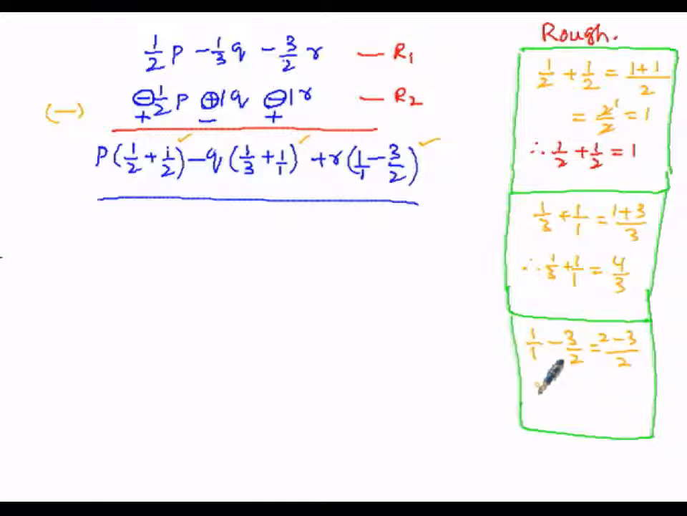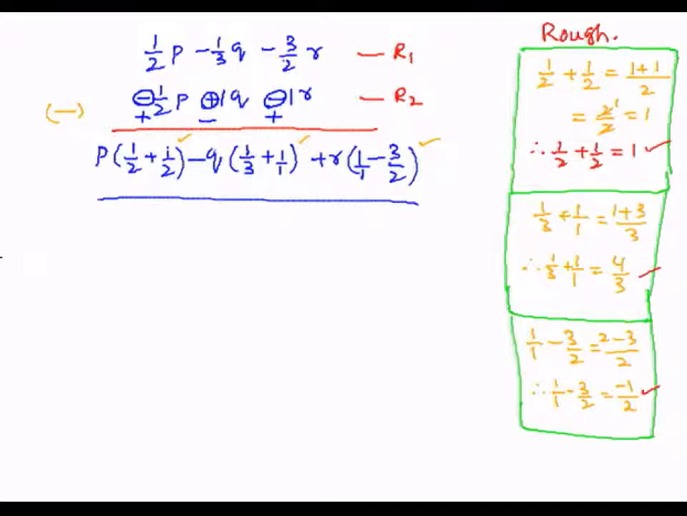Then therefore 1 by 1 minus 3 by 2 is equal to 2 minus 3. Here plus 2 minus 3, plus into minus is minus. 3 minus 2 is 1. 3 is greater, so the sign is minus, divided by 2. So here we can write half plus half as 1, then 1 by 3 plus 1 by 1 as 4 by 3, and 1 by 1 minus 3 by 2 as minus 1 by 2.